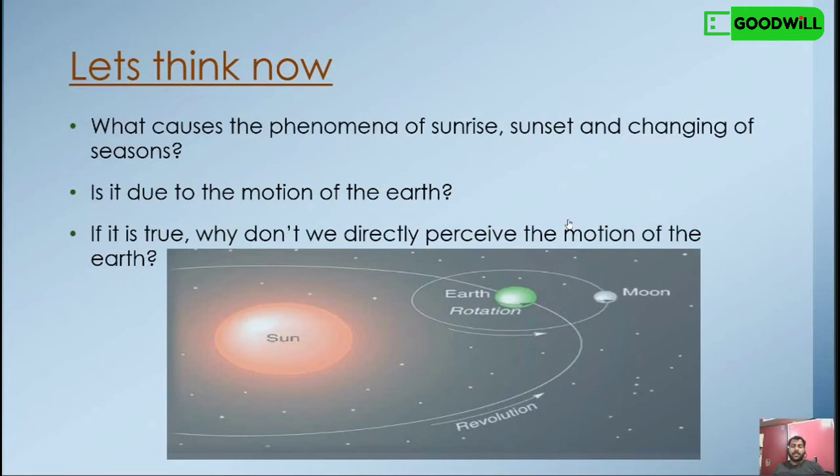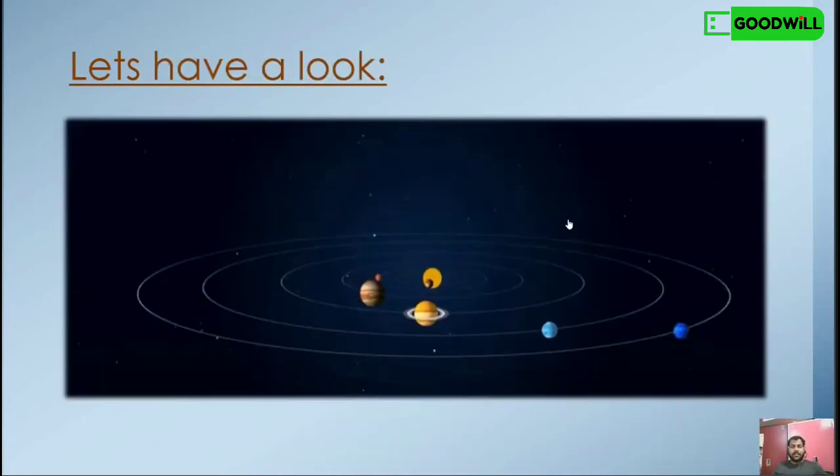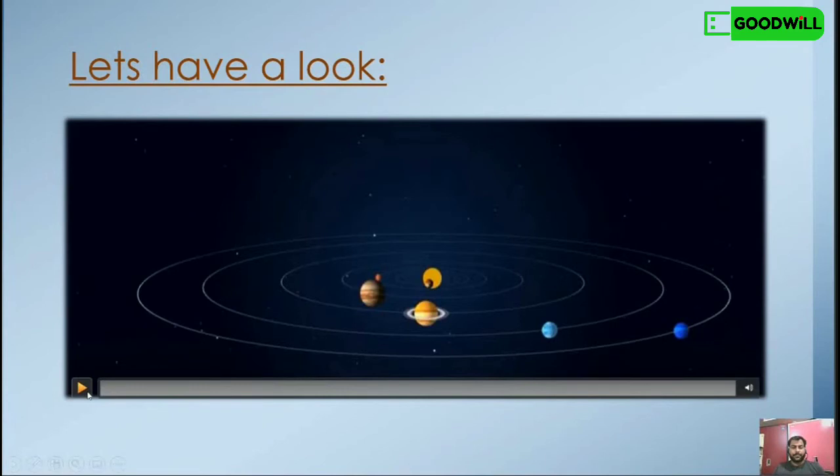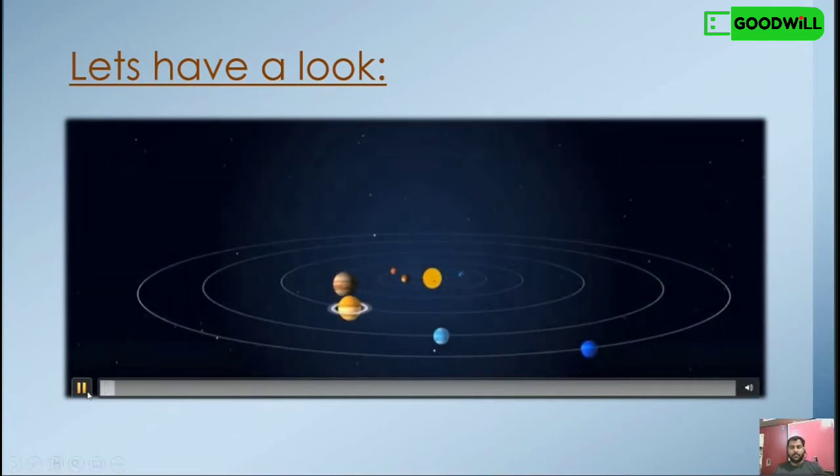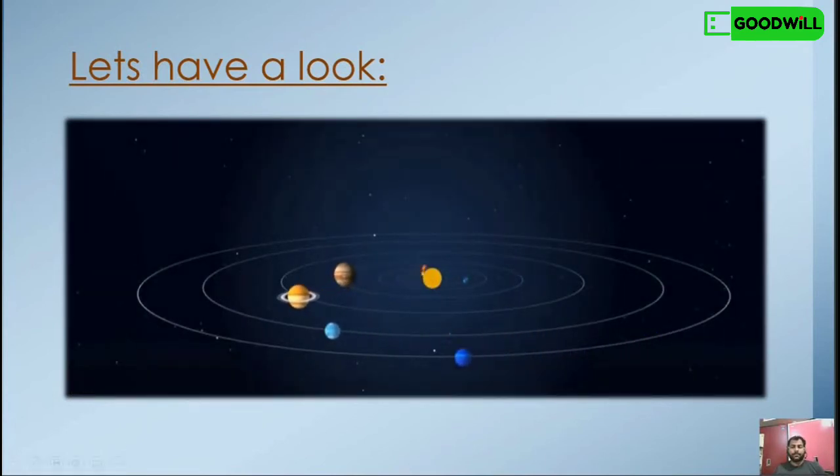We all know the earth is in movement. If I say it has a revolution, it has a rotation, so somewhere it is moving. Now to understand this, we'll have a look at this video. Earth and the other planets also undergo motion? Yes, they are revolving around the sun.